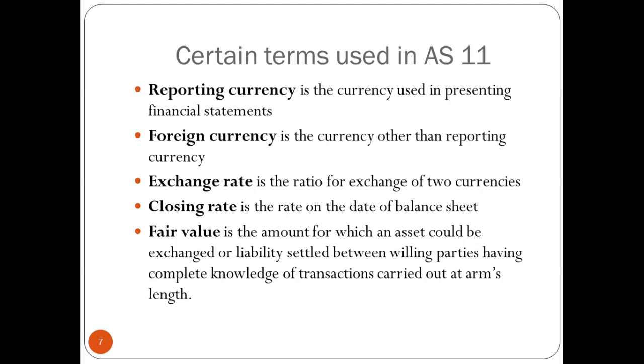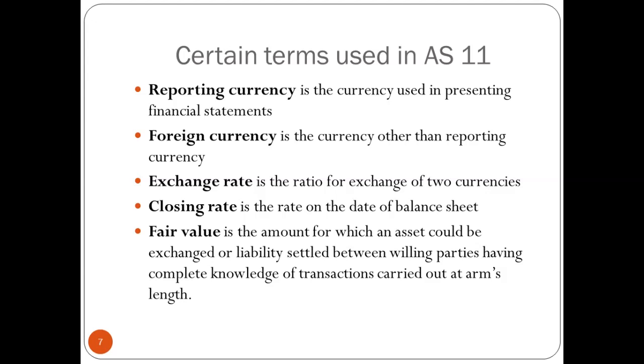So for an Indian company which is preparing its financial statements in Indian rupees, any other currency will become a foreign currency. What do you understand by exchange rate? It is the ratio of exchange for two currencies. When you say, if you want to buy $1, you have to pay 70 rupees per dollar. Your exchange rate is 70 in this case. Closing rate is the rate on the date of balance sheet. So when you want to translate the foreign currency transaction on the date of balance sheet, the rate you apply is known as a closing rate.